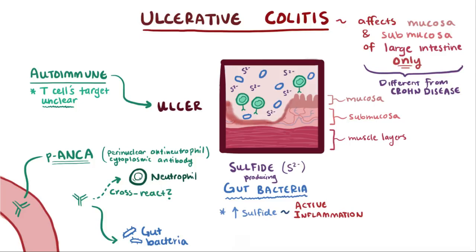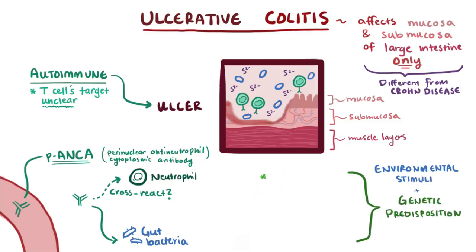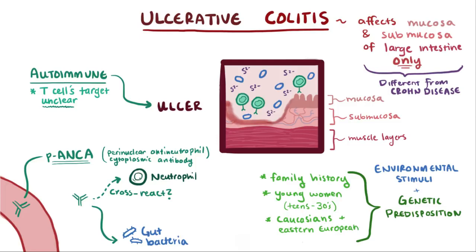The cause is ultimately some combination of environmental stimuli, perhaps the sulfide-producing bacteria, mixed with a genetic predisposition, because patients with a family history of ulcerative colitis are more likely to develop the disease themselves. It also seems to be more common in young women from the teens to 30s, with more prevalence among Caucasians and Eastern European Jews.